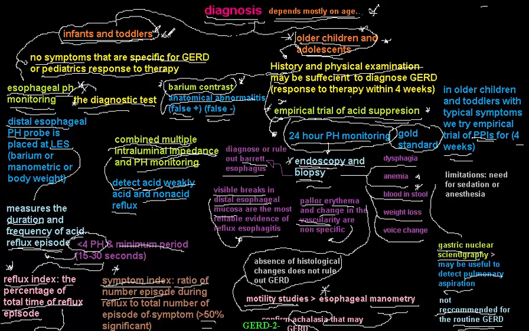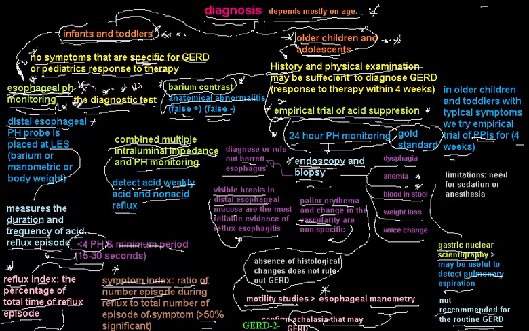In infants and toddlers we have no obvious, no specific symptoms for gastroesophageal reflux disease. So we cannot just check the response to proton pump inhibitors, for example, because we have no symptoms to depend on. So the first line diagnostic test is the 24-hour esophageal pH monitoring. Actually, it's the diagnostic test and the gold standard for gastroesophageal reflux disease in both infants and toddlers and the older children.